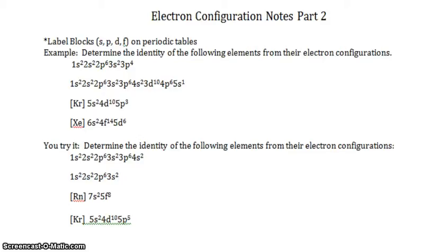This is electron configuration notes part 2. You should have this handout. You should also have out your pink periodic table, so if you don't, you need to pause right now and get that out. We're going to label blocks on the periodic table.